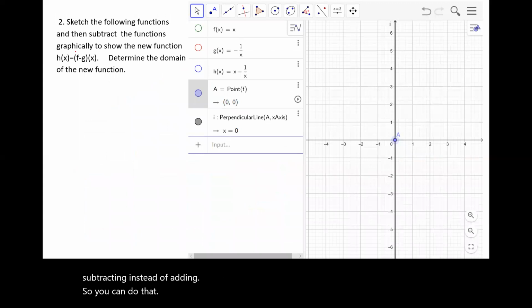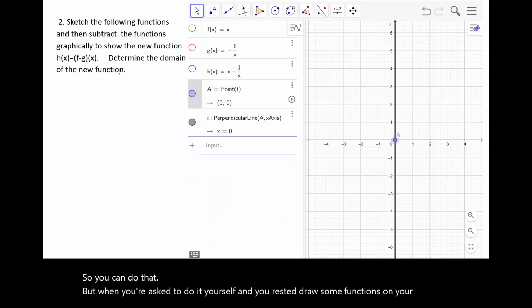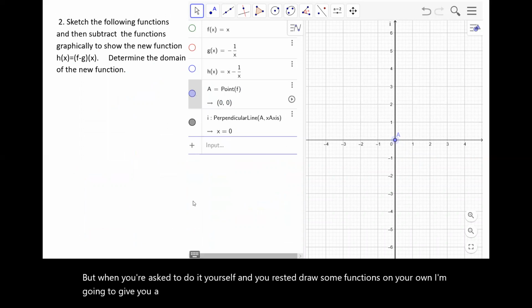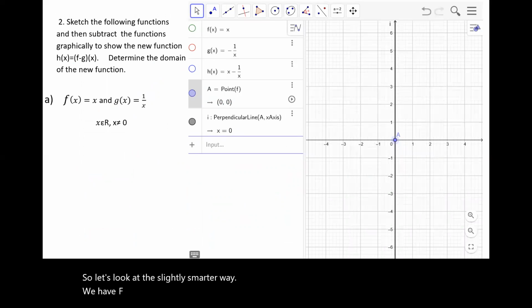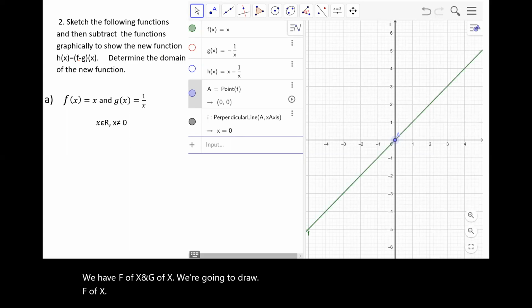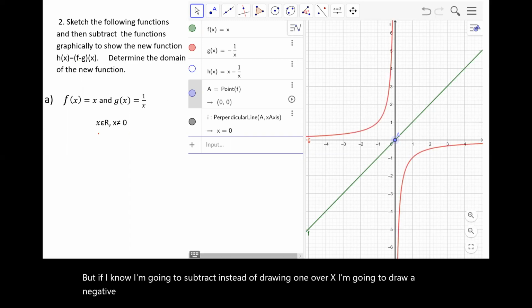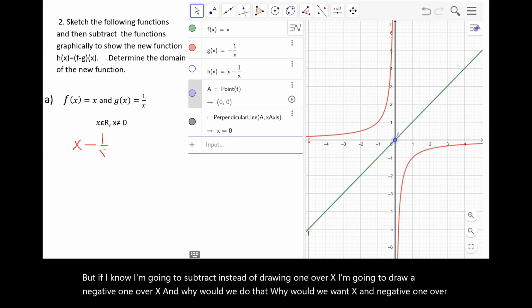But when you're asked to do it yourself and you're asked to draw some functions on your own, I'm going to give you a slightly better way of doing this. So let's look at the slightly smarter way. We have f of x and g of x. We're going to draw f of x. But if I know I'm going to subtract, instead of drawing 1 over x, I'm going to draw a -1 over x. And why would we do that? Why would we want x and -1 over x? Because then we're just subtracting them.